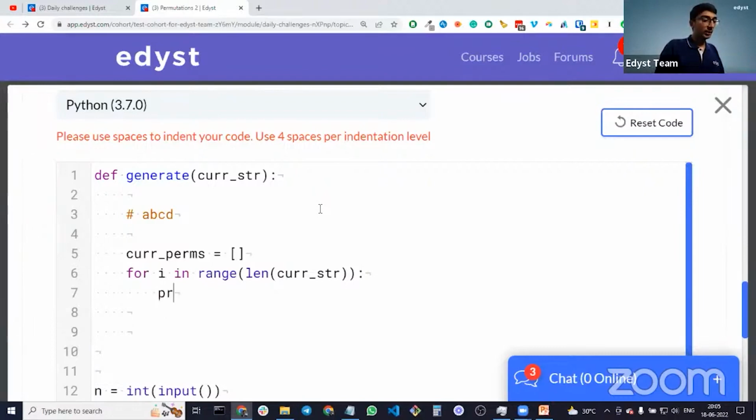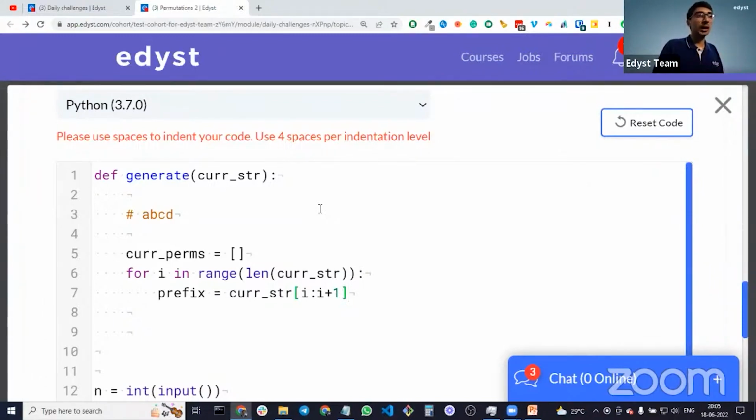I'm going to say prefix is equal to current_str of i. Now you can't do current str of i like that in Python; you can't extract string elements like that. You'll have to do i to i plus 1 this way, so it just gives you the slice. Sorry, you can do of i also, that's in Java. Anyway, you can do this over here.